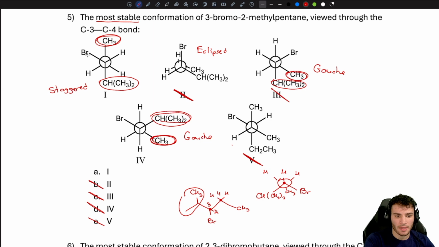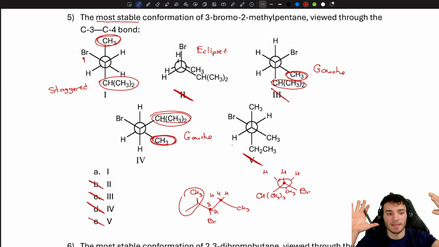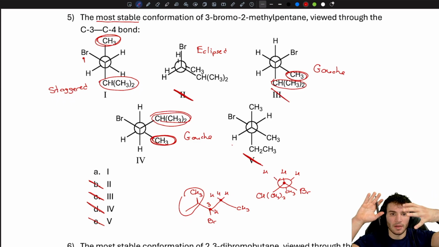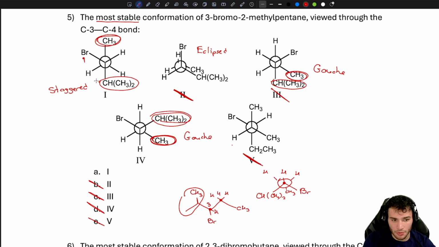You can consider that bromine here is also a pretty large group, but it's nowhere as large or spatially demanding as this group. If you're comparing the largest groups, you're not comparing based on weight, you're comparing based on size. This is 3 carbons versus just 1 bromine. And so your largest group in the front carbon is going to be as far away as possible from the largest group on the back carbon. And so your most stable conformation should be structure 1.